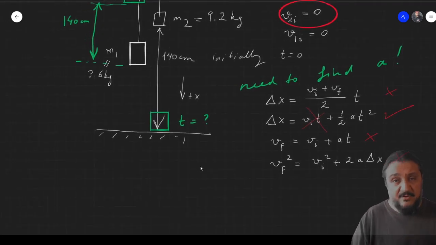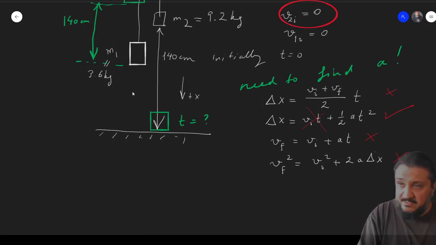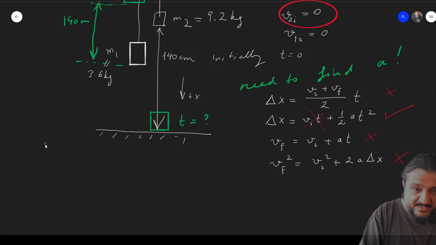All right, so now going back to Newton's second law, application of Newton's second law with these free body diagrams.